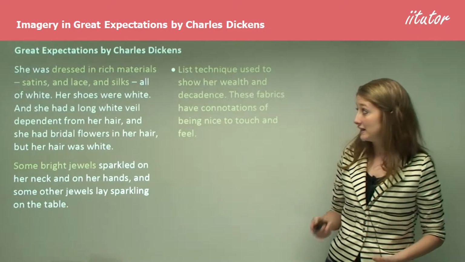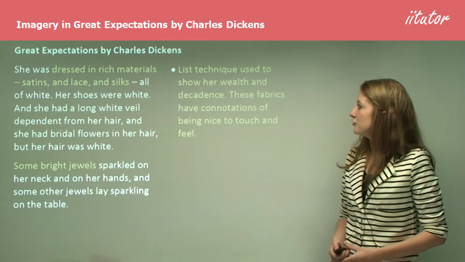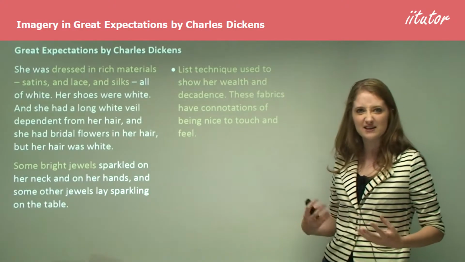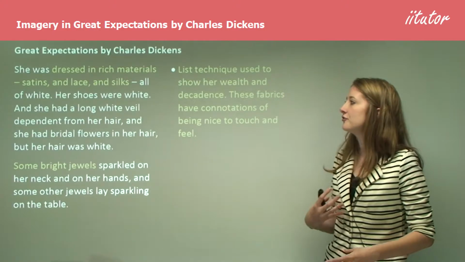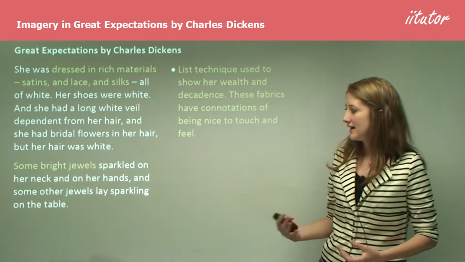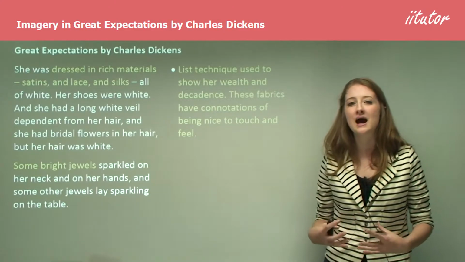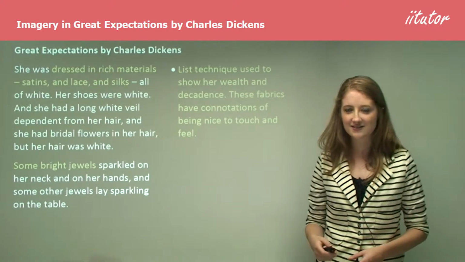So the first technique, which you'll see highlighted here, is the list technique. Now, this is used to show the immense wealth that Miss Havisham has and the very decadent scene which you're seeing. So these fabrics, the rich materials, satins, lace, silks, and later on the bright jewels, really show the connotations of being nice to feel and to touch and to look at. These are all very valuable things.